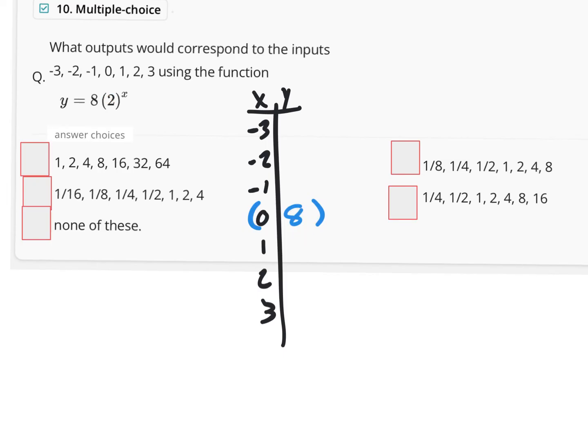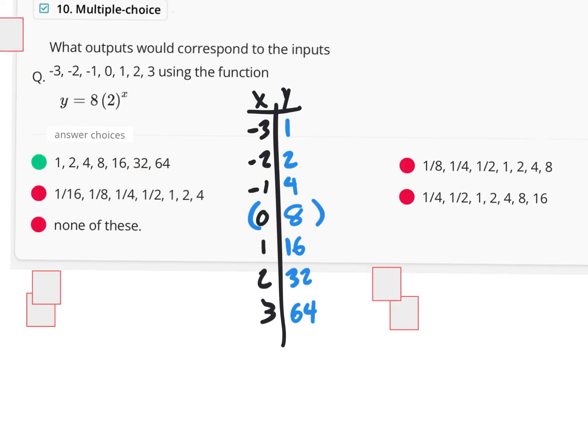So 8 times 2 is 16, times 2 is 32, times 2 is 64. And if you're multiplying by 2 to get to the next outputs, going backwards, it would be dividing by 2, right? 64 divided by 2, 32 divided by 2, 16 divided by 2. Or you could think of it as multiplying by 1/2, right? Half of 64 is 32, times half is 16, times half is 8, times half is 4, times half is 2, times half is 1. So the correct answer here is the outputs 1, 2, 4, 8, 16, 32, 64. This is my correct answer. Everything else is incorrect. Alrighty, let's move on.